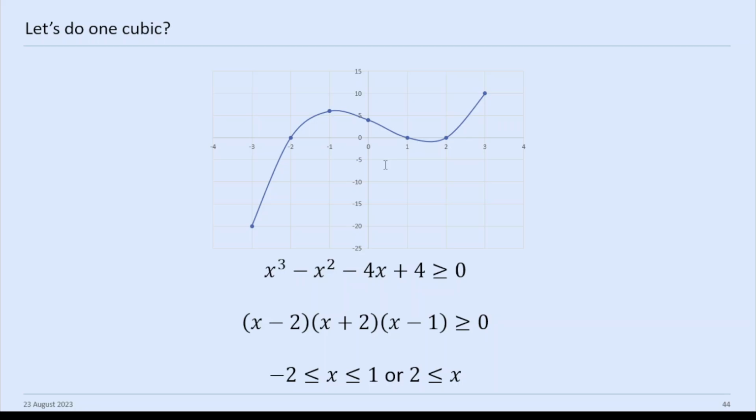This is what the cubic looks like. So we need this to be greater than or equal to 0. So basically we either need x to be between minus 2 and 1, which is this bit, or x bigger than or equal to 2, which is that bit.